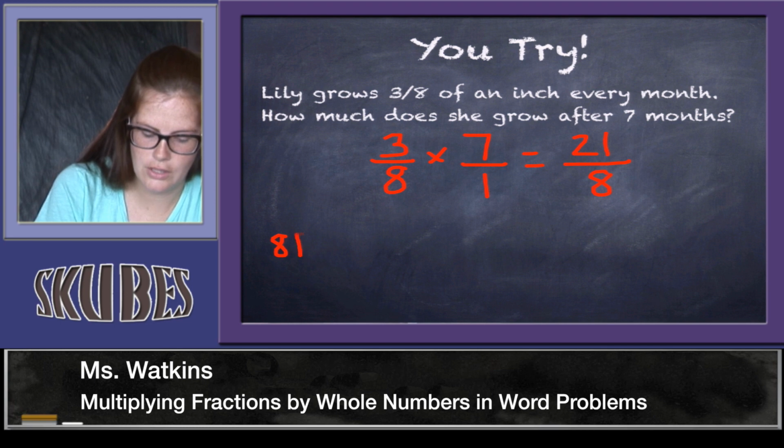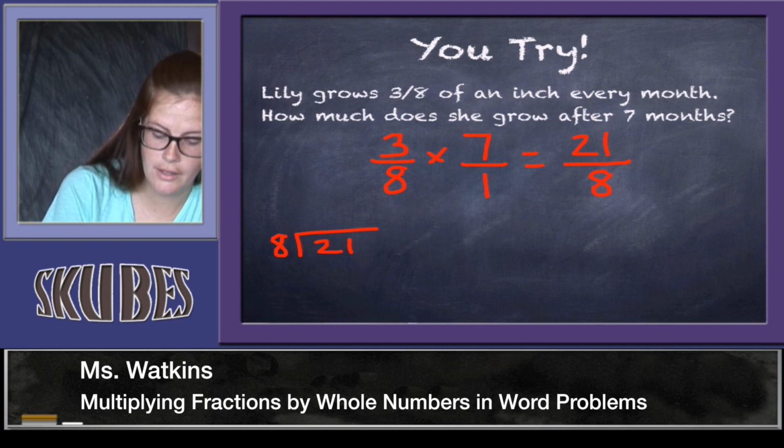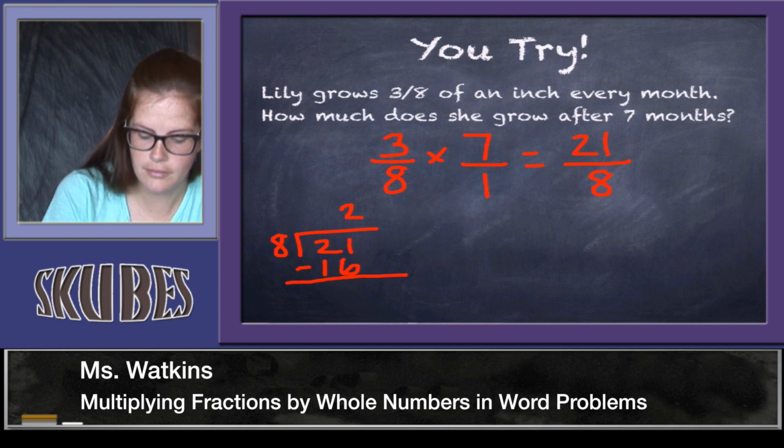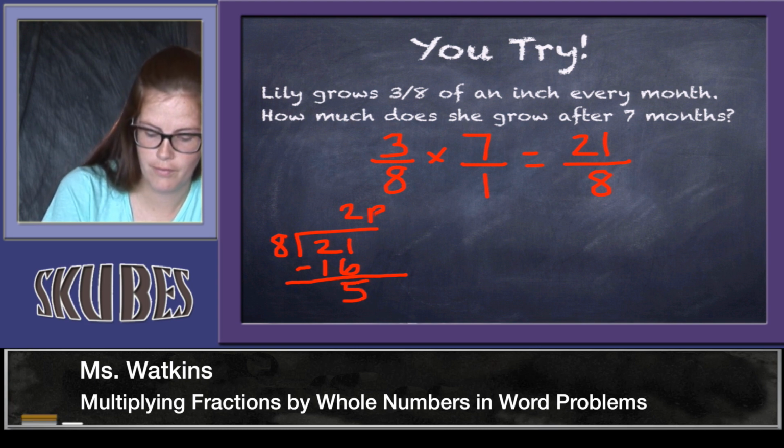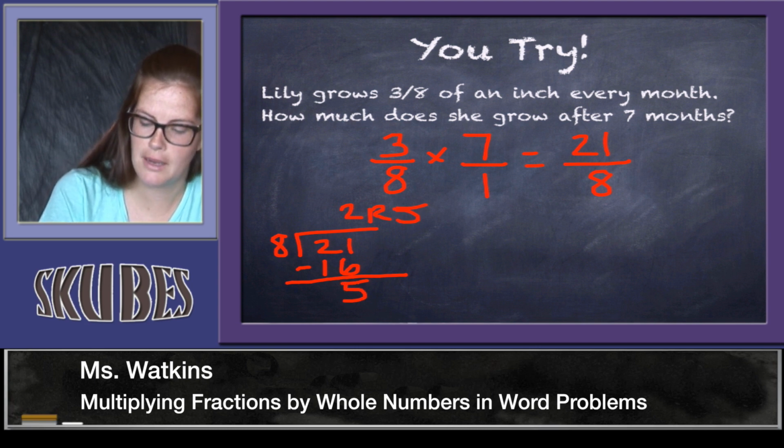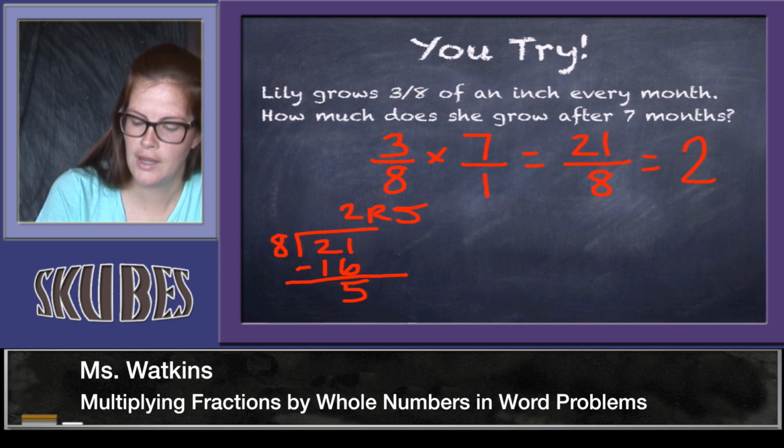So let's turn this into a mixed number. 8 will go into 21 2 times. 2 times 8 equals 16. 21 minus 16 equals 5. So to write this as a mixed number, it would be 2 and 5/8.